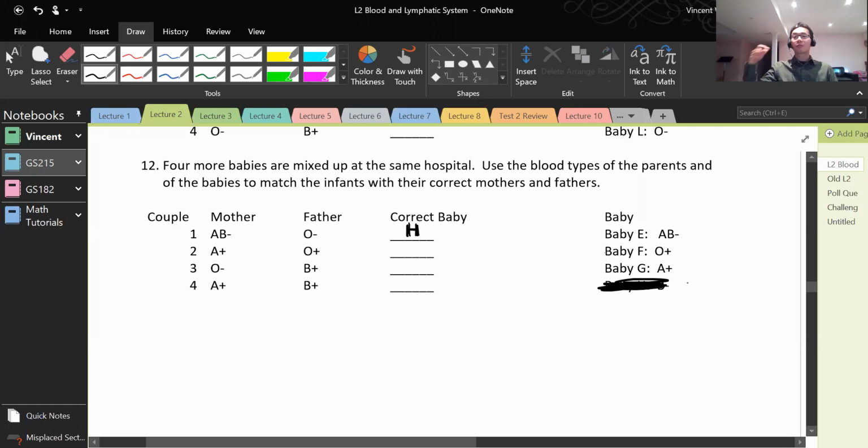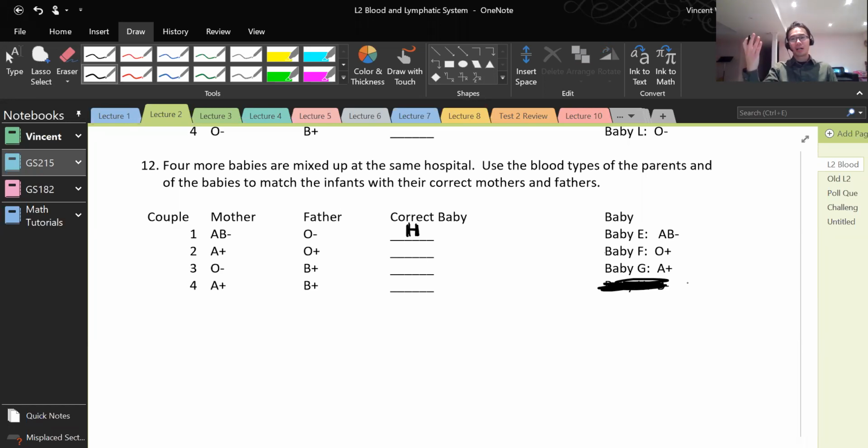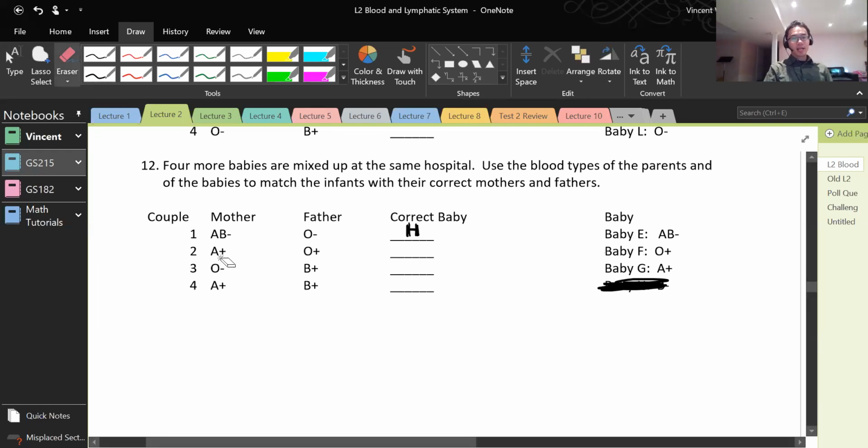Do you understand? You don't have to do any Punnett square. You just use the logic based on those four statements, four things that I told you. Okay, so baby H is gone. Let's take a look at the next couple. A positive and O positive. Who are we taking home? Not the first one, because O cannot have AB.